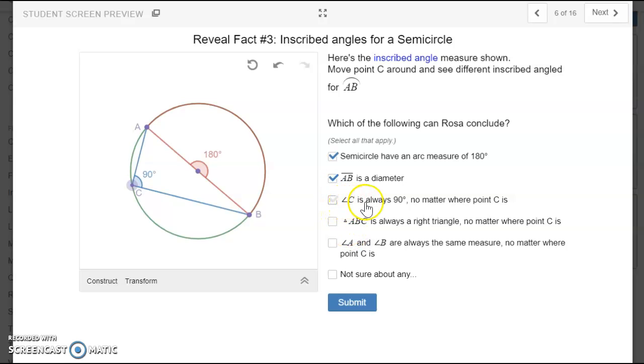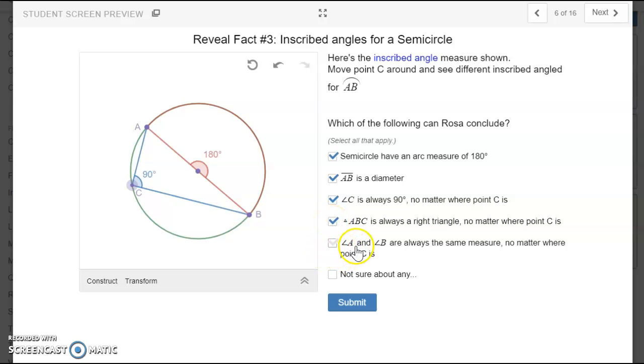Angle C is always 90 degrees. Angle C, this is the blue angle. Is that always going to be 90 degrees no matter where the point C is? Yes, that is also true. Triangle ABC is always a right triangle. Well, if we know that this angle is always a right angle, then any triangle formed on the hypotenuse as a diameter is always going to be a right triangle, because you're always going to have a right angle there.